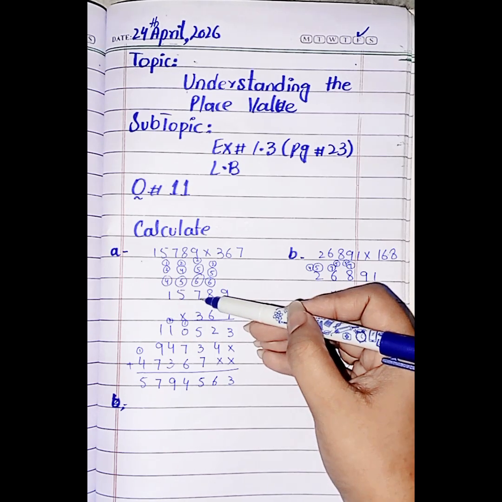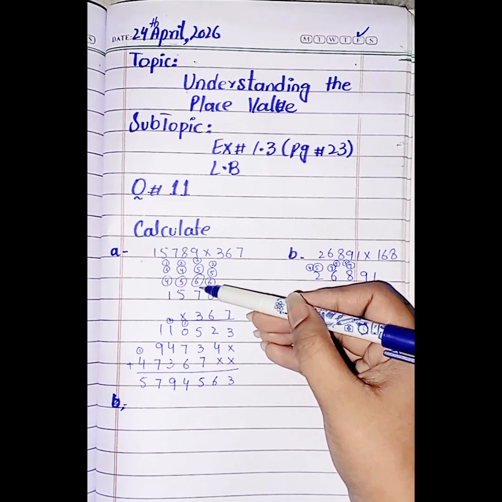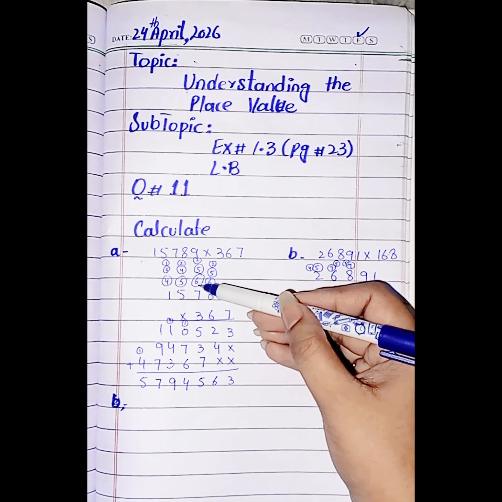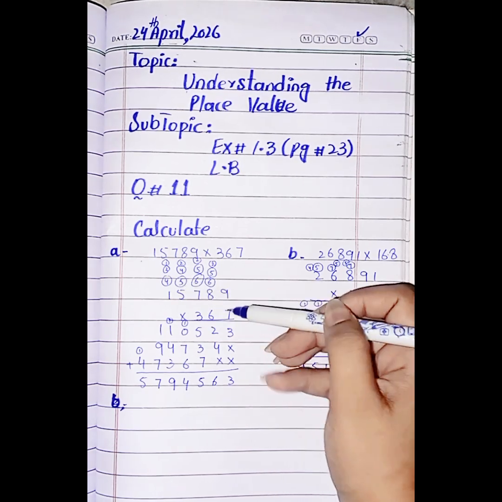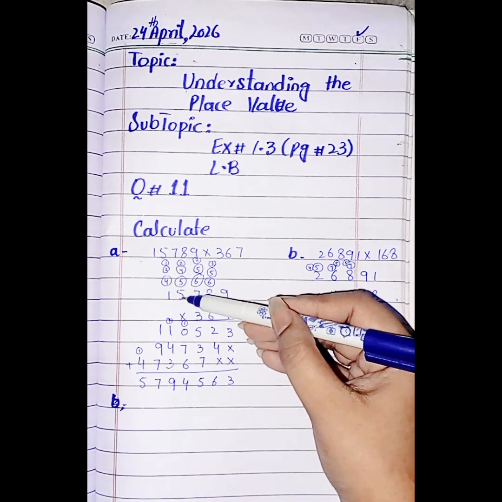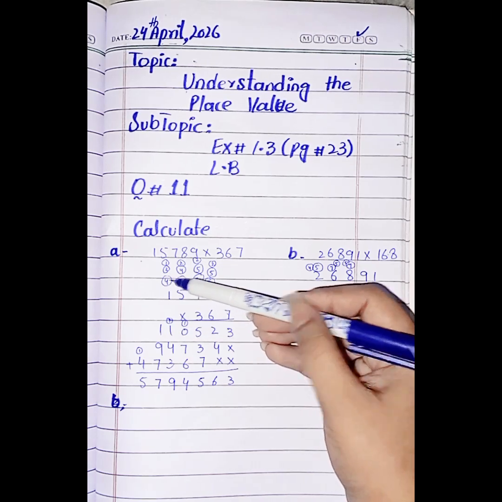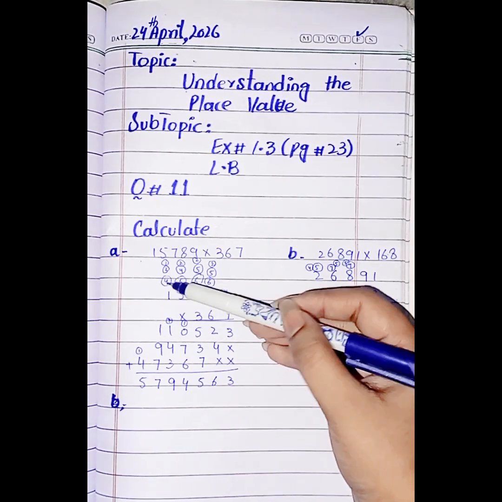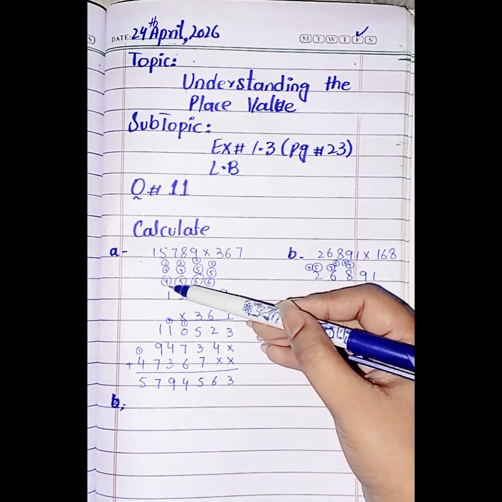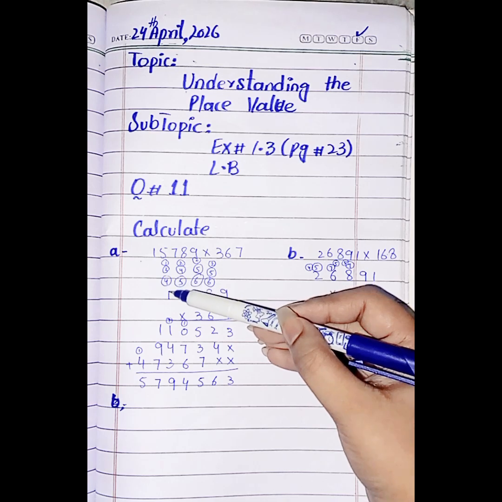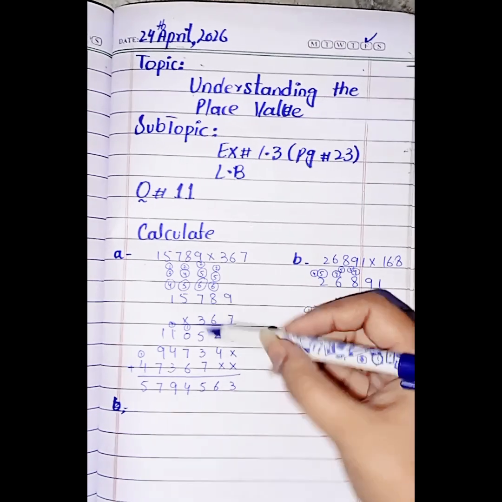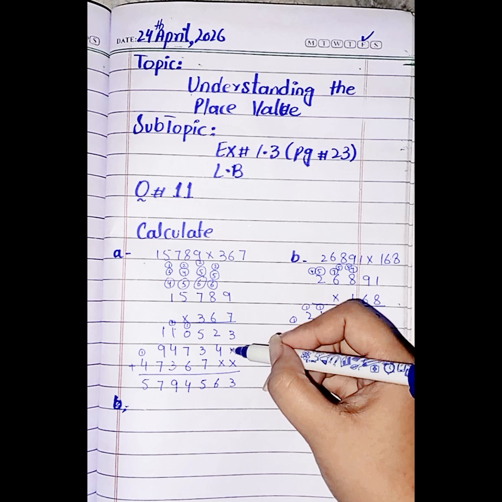Now 7 sevens are 49. 49 and 6 is 55. Write 5 here and 5 will be the carry. 7 fives are 35 and 5 is 40. Write 0 here and 4 will be the carry. Now 7 ones are 7. Adding 4 and 7, it is equal to 11. So write 11 here. Now put 1 multiplication sign here.